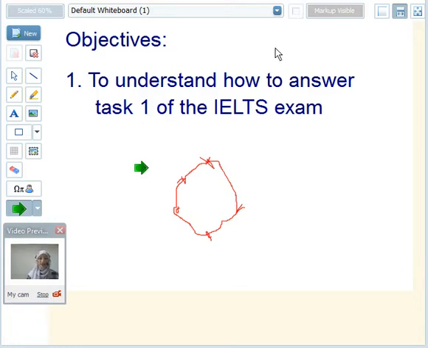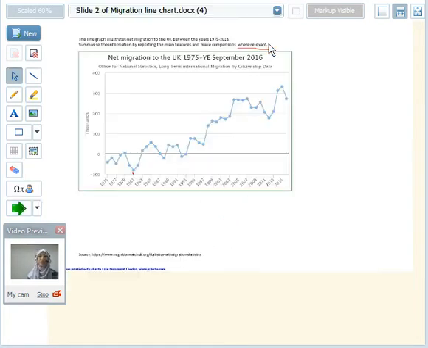That's kind of key when doing any piece of writing. So what I've done today is I've got a line chart ready for you, and we'll have a look at this line chart and see how we can answer a task 1 question. So here we go. All right, so this line chart refers to net migration to the UK between 1975 and September 2016. So what you need to do is firstly read the question.